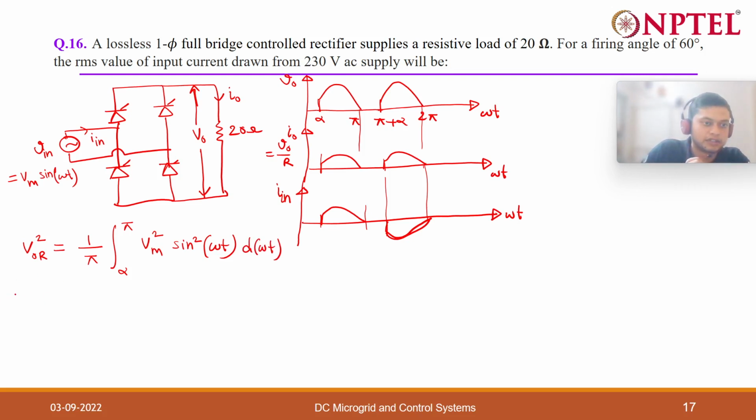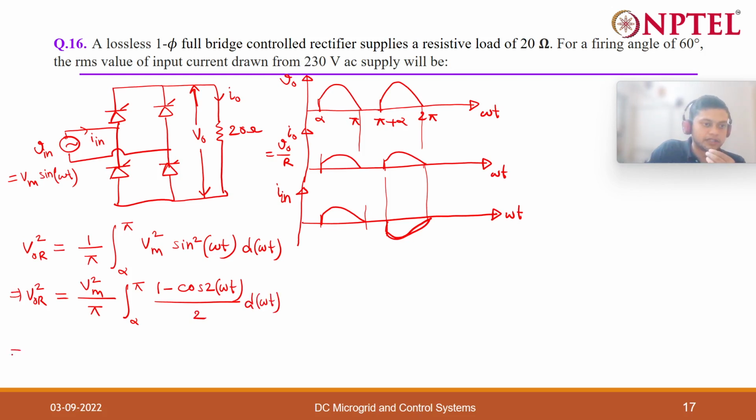So here you will get V naught RMS squared as Vm squared divided by pi, alpha to pi, and sin squared omega t we can write as 1 minus cos 2 omega t divided by 2, d of omega t. So we get V naught RMS squared as Vm squared divided by 2 pi. Integration of the constant 1 is omega t minus sine of 2 omega t divided by 2, from alpha to pi.